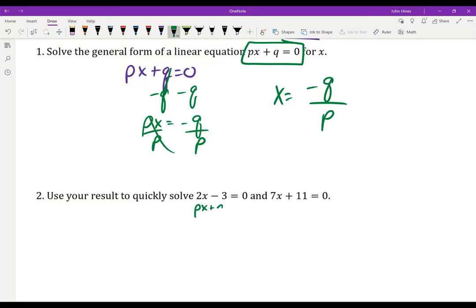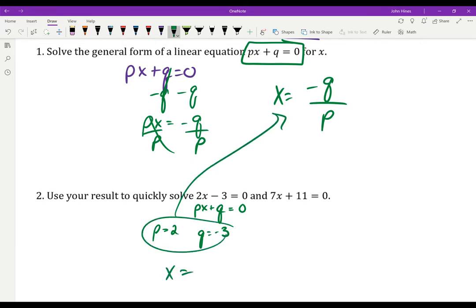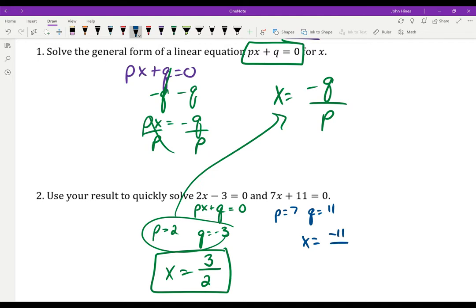So px plus q equals 0. In this equation, p equals 2 and q equals negative 3. So when I plug those numbers in, it's going to spit out the answer. We came up with a formula that just spits out the answer. X equals negative q. Well, what's negative 3? That's really positive 3. So it's the opposite of q over p. 3 halves is the answer. In this next one here, p equals 7, q equals 11. So my answer is the opposite of q, negative q, over p.